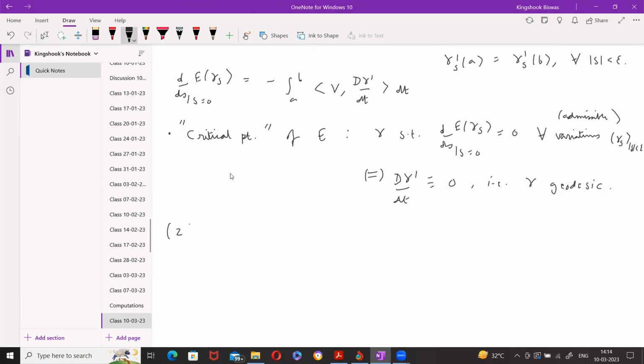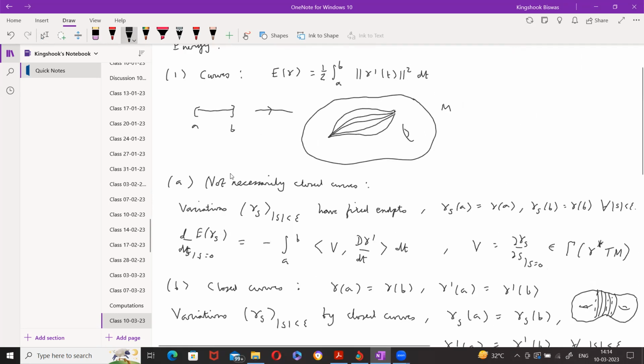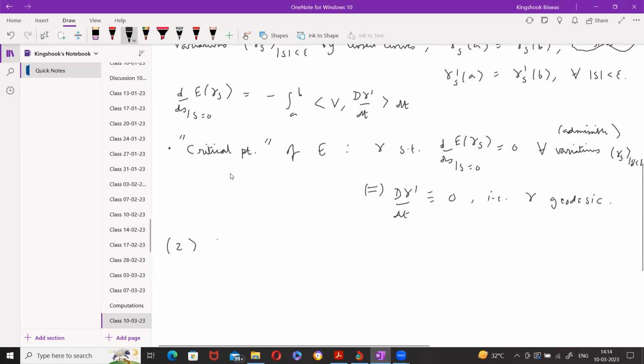And similarly, I was looking at curves, now I look at functions on my manifold. So I have f from M to R, a smooth function. Again, there are two cases. Let me assume, yes, I do need M to be an oriented Riemannian manifold.